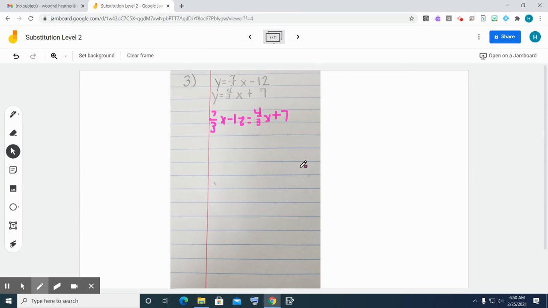That is a 3, I promise. All right, so we're going to move one to either side of the equation. So I'm going to choose minus 4 over 3. Again, I don't want to mess with negatives, and if I subtract 7 over 3, I'm going to get a negative number.